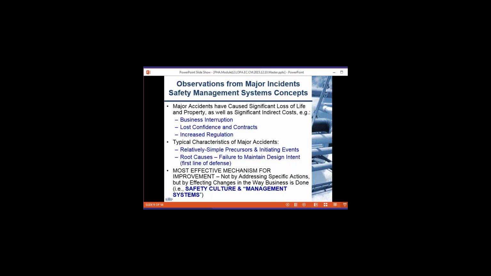Now, what's the core part of that? To control the hazard, you need to understand the hazard. So process hazard analysis is fundamental for achieving the objectives of implementing a safety management system.